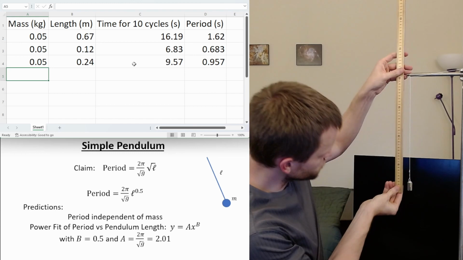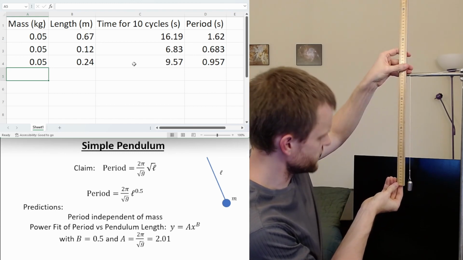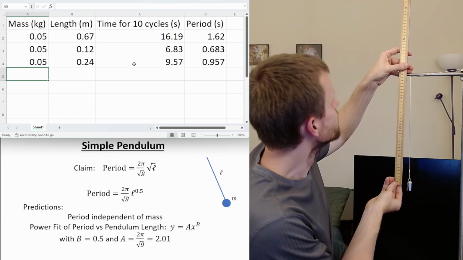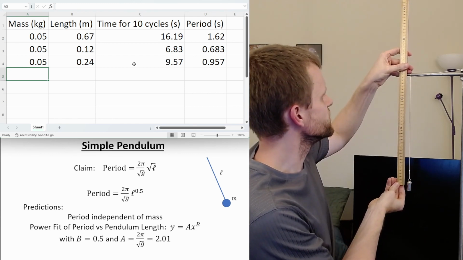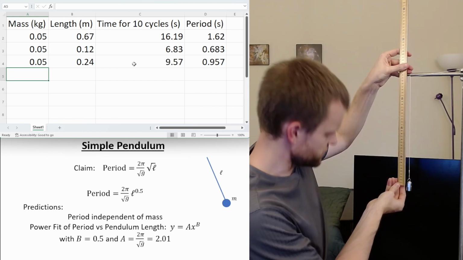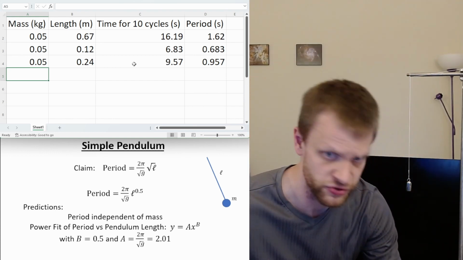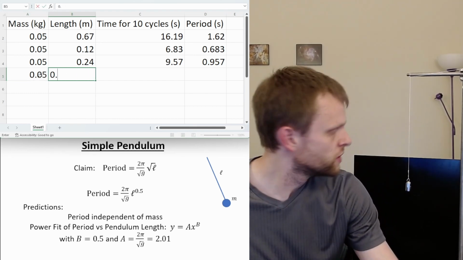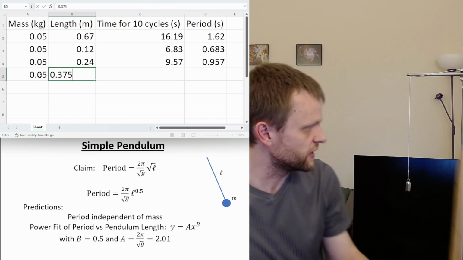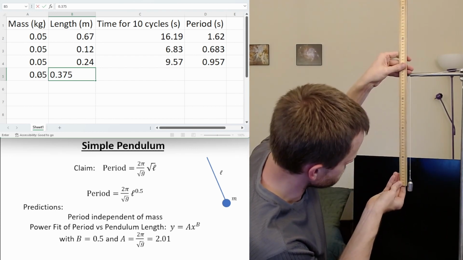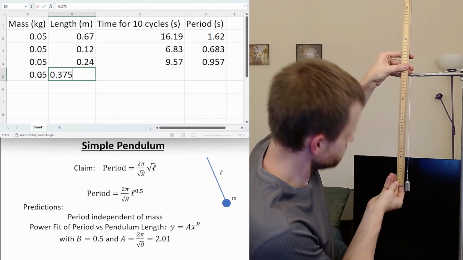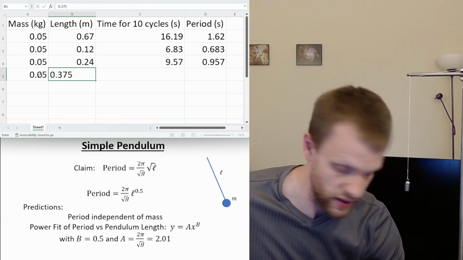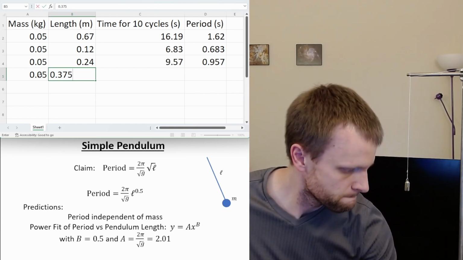Okay, so made some adjustments, and now the pendulum length looks like it is just over 37 centimeters. Let's call it 37.5 centimeters. So again, the mass is still 50 grams. This is 0.375. Double check that measurement. Yeah, I'd say that's a good approximation. And let's run the data.